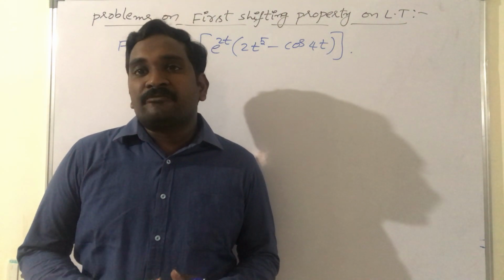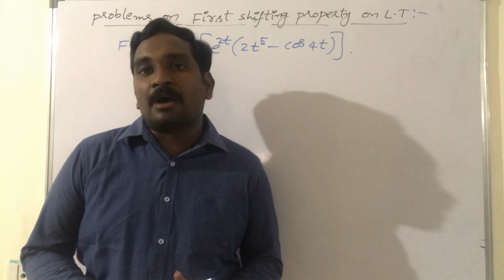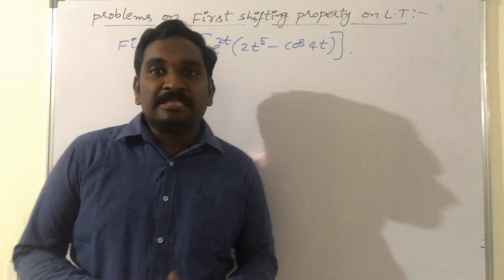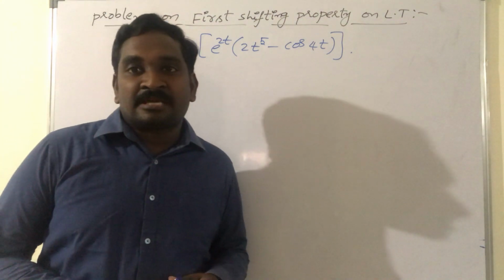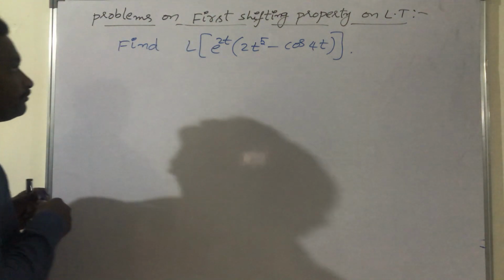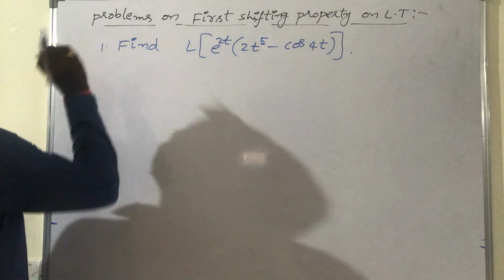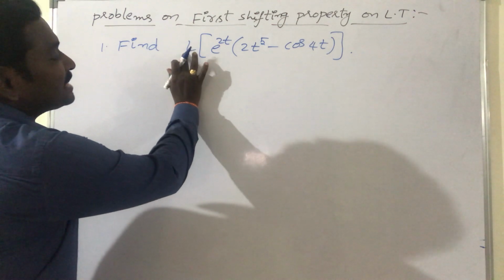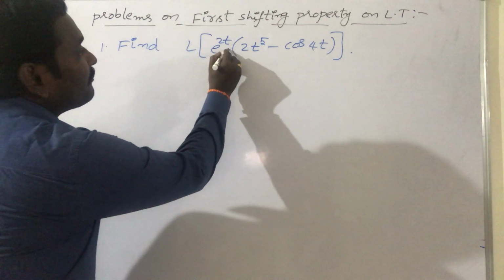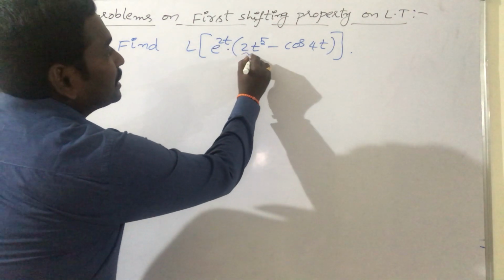In the previous session, we discussed the first shifting theorem on Laplace transform. Today in this session, I will give some practice problems on the first shifting theorem. Okay, let us see here. The very first problem is: find the Laplace transform of e power 2t into t power 5 minus cos 4t.